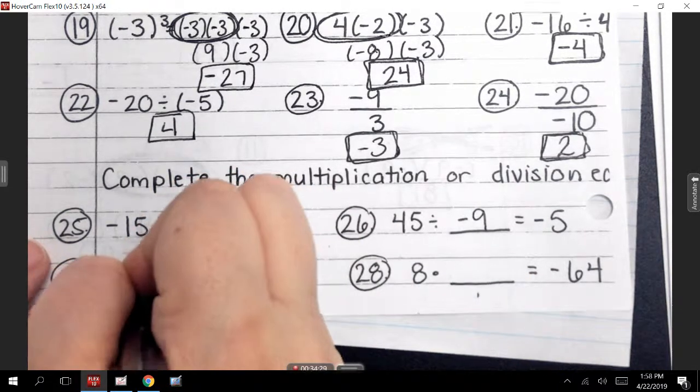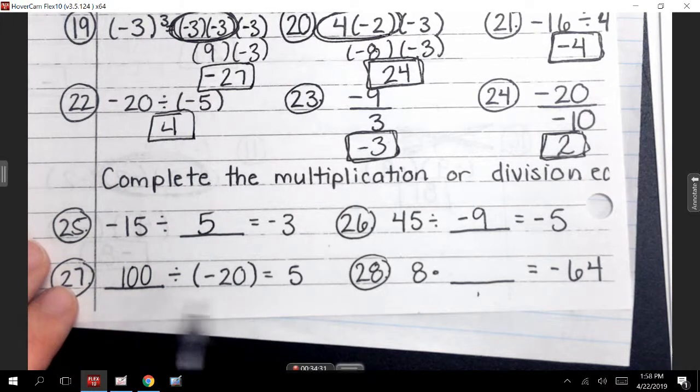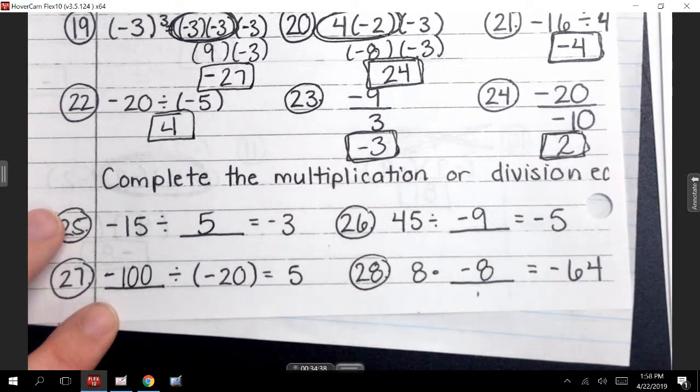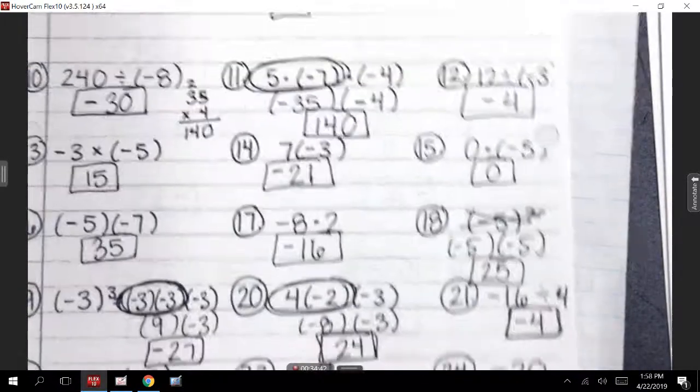100. Now, guys, that 100, if I have a positive answer, they have to match. So it needs to be negative. And 28 is negative. And my last one is a negative 8. 8 times 8 is 64 with a different sign. All right, guys, awesome job.